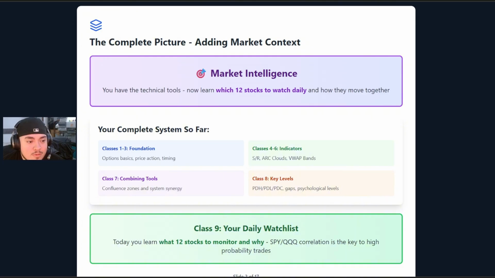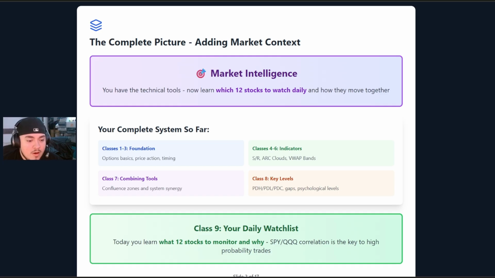Class 1 through 3, foundation. Option basics, price action, timing. Class 4 through 6, support and resistance, arc clouds and VWAP bands. Class 7, confluence zones and system synergy, putting it all together to find those sniper entries. Class 8, key levels: previous day high, previous day low, previous day close, gaps, psychological levels. Class 9, your daily watch list.